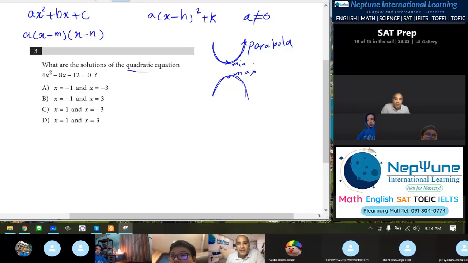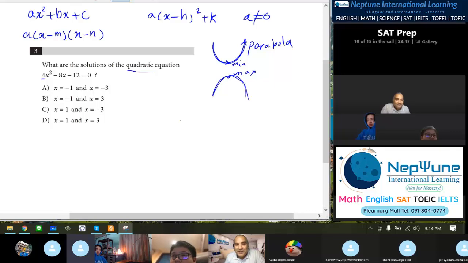And how do we know this quadratic has a minimum or maximum? Does anybody know? Most of you should know. Horn, how do I know this one has a minimum or maximum? A is 4.